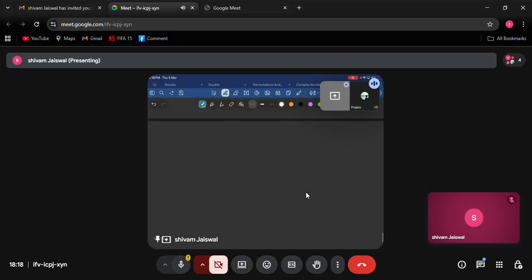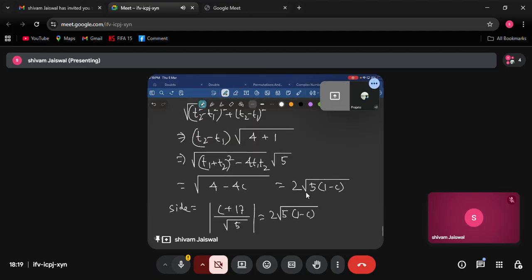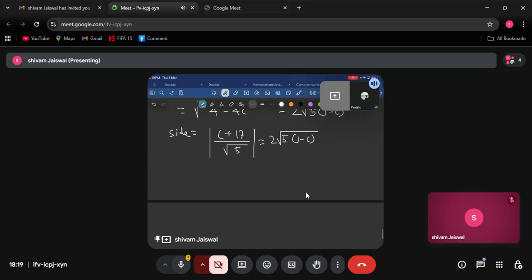Tell me, Prato, Devaita, are people getting? It's not going above your head, right? Tell me, Devaita, are you getting? Yes, sir. Prato, yes, sir. Over here, Sohan, Samriddha, is it clear? Okay. So let us simplify. Squaring both sides, we get (c plus 17) whole square into 100 is equal to 5 into (1 minus c), that will become 500 into (1 minus c), right?